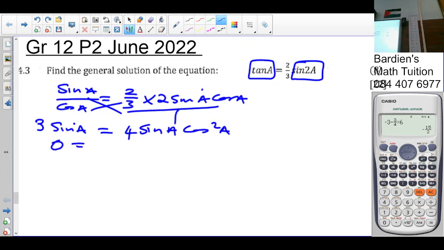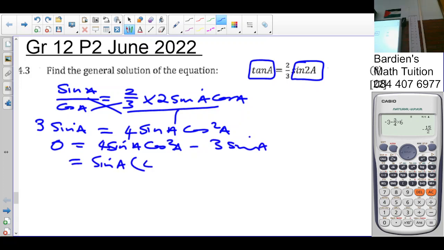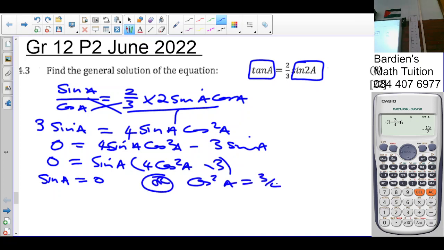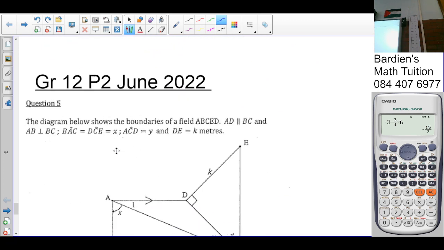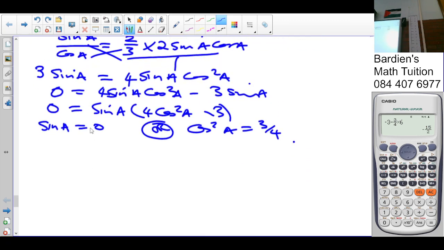Alright, take everything to one side because it's quadratic here. So it's sin a cos squared a minus 3 sin a. As you can see here, sin a is a common factor. I'm left with 4 cos squared a minus 3. Alright. So from here we can say that sin of a is equal to 0 or cos squared a is equal to 3 over 4. So I'm going to go with the first one where sin of a is equal to 0.